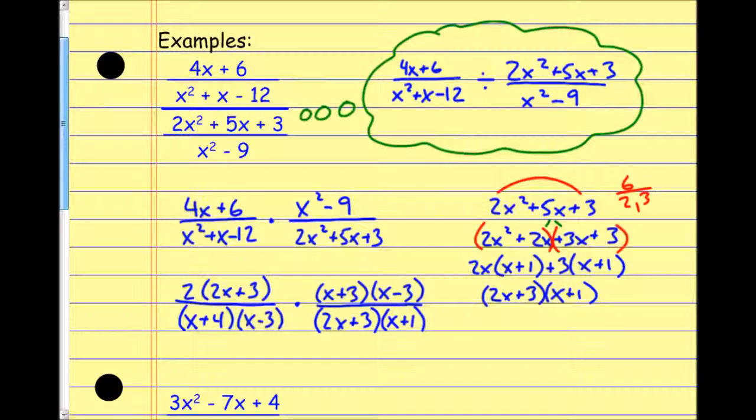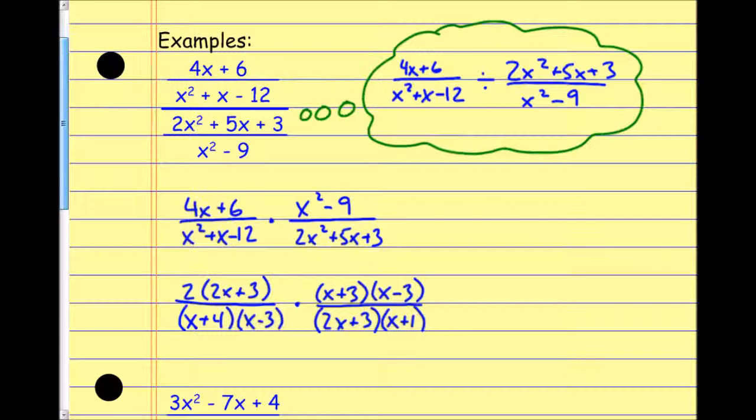Remove that to give myself some space. And now I start canceling some things out. The 2x plus 3's cancel out. The x minus 3's cancel out. It looks like that's about it. In the numerator, I'm left with a 2 times an x plus 3. In the denominator, I'm left with an x plus 4 and an x plus 1. And that's it. That's all there is to it.